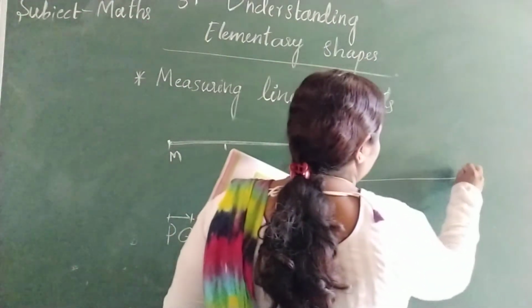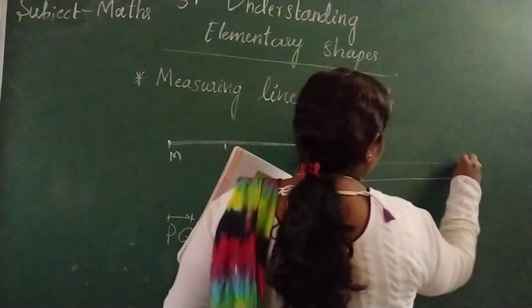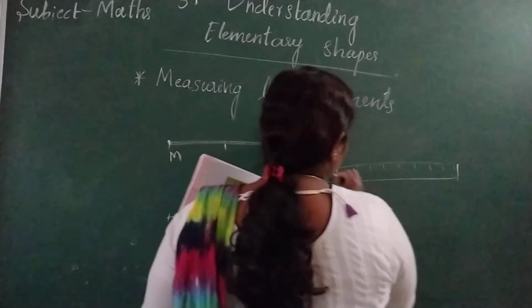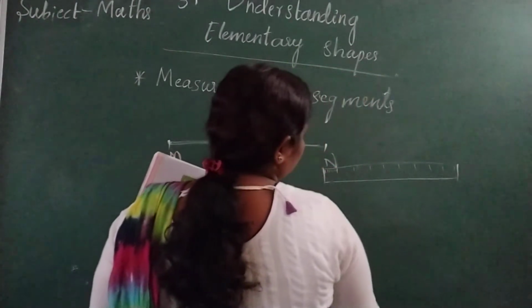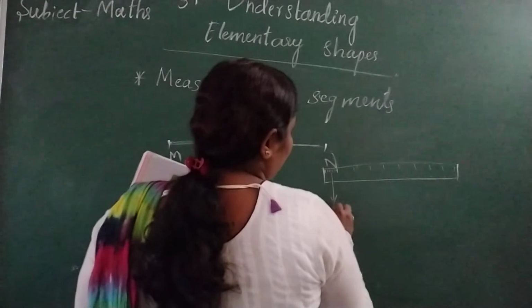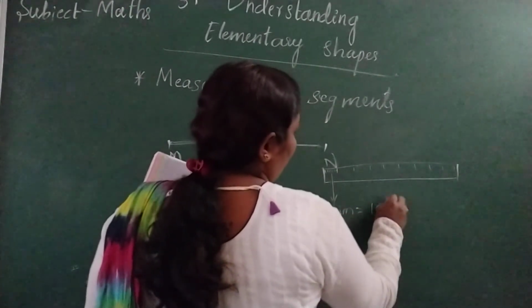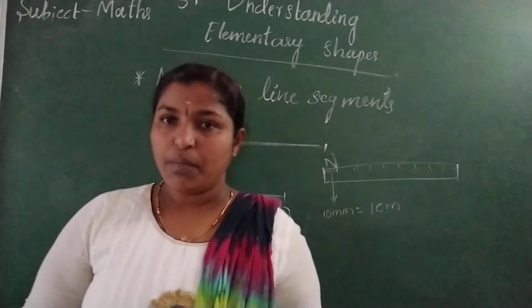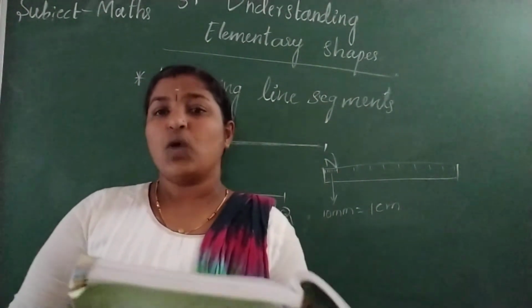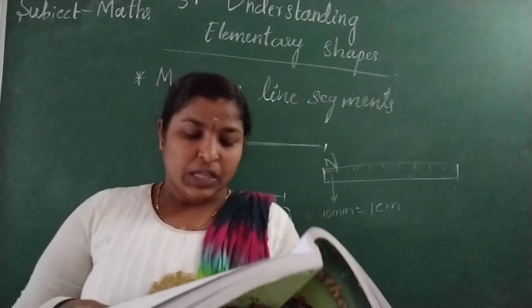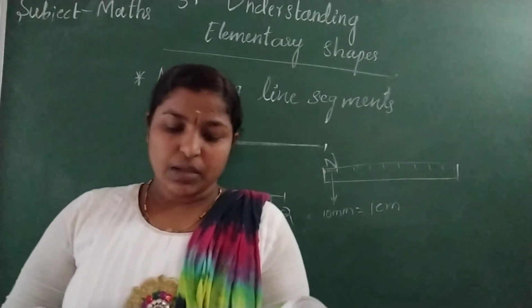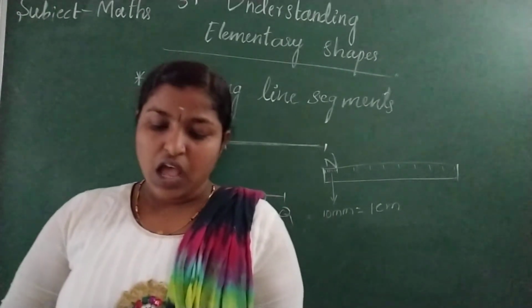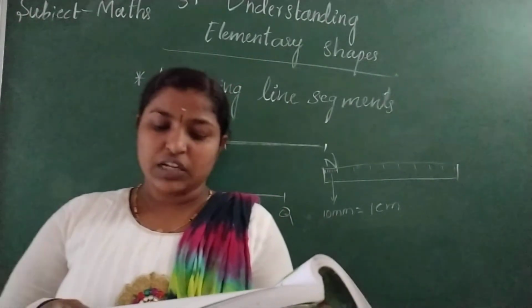So the ruler is divided into 15 parts, and each 1 centimeter is divided into 10 parts. So 10 millimeter is equal to 1 centimeter. So each centimeter is divided into 10 parts. So one part is called 1 millimeter in the ruler. Each centimeter is divided into 10 subparts. Each subpart of the division of a centimeter is 1 millimeter. How many millimeters make 1 centimeter?